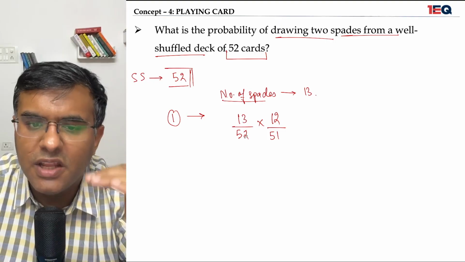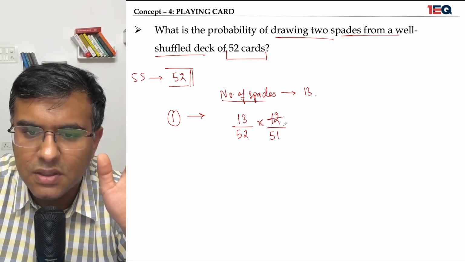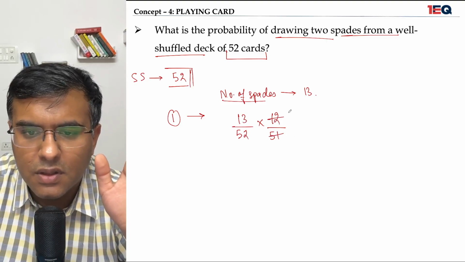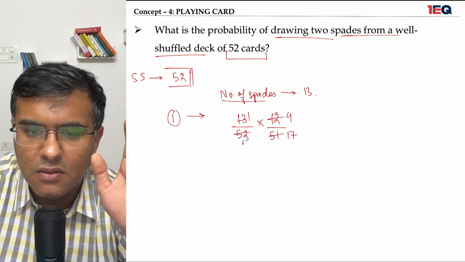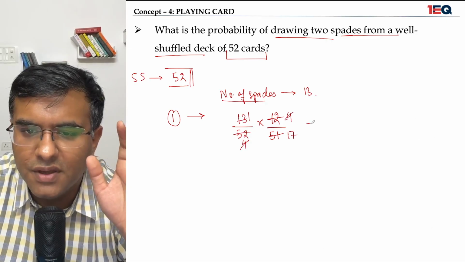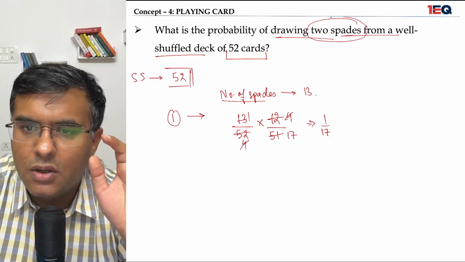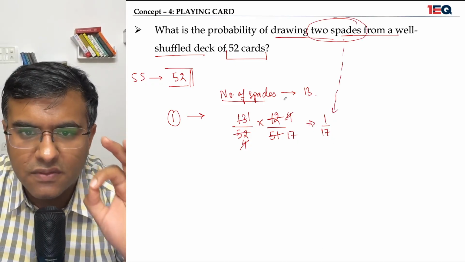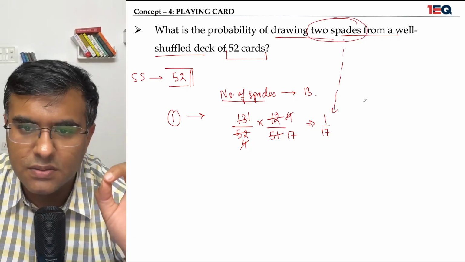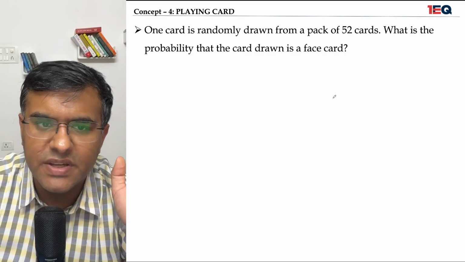So 13 by 52 multiplied by 12 by 51. 3 fours are 12, 3 seventeens are 51, the 13 ones are 13, and the 4 and 4 would go away. So 1 by 17 is the probability of drawing two spades from a well shuffled deck of 52 cards. Got it? Moving on to the next question.